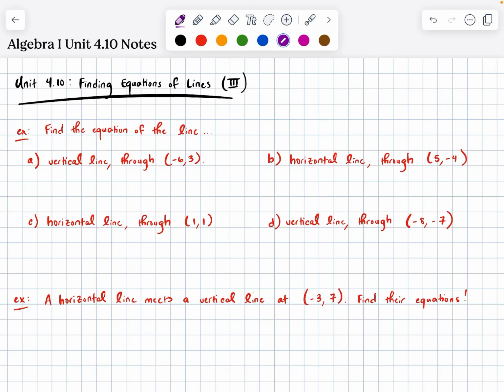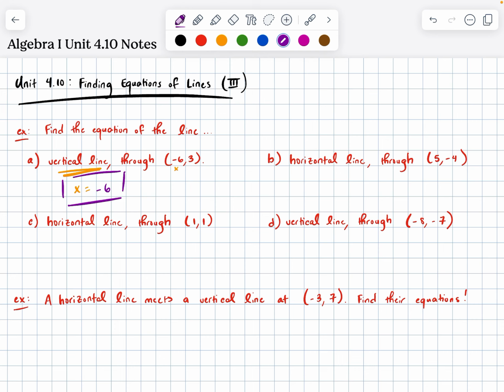Well, I know vertical lines, of course, happen when x is alone in the equation. So x is by itself. Because it's vertical, I know it needs to be x equals. So looking at my point, well, my x value here is -6. So the equation of my line must be x equals -6.